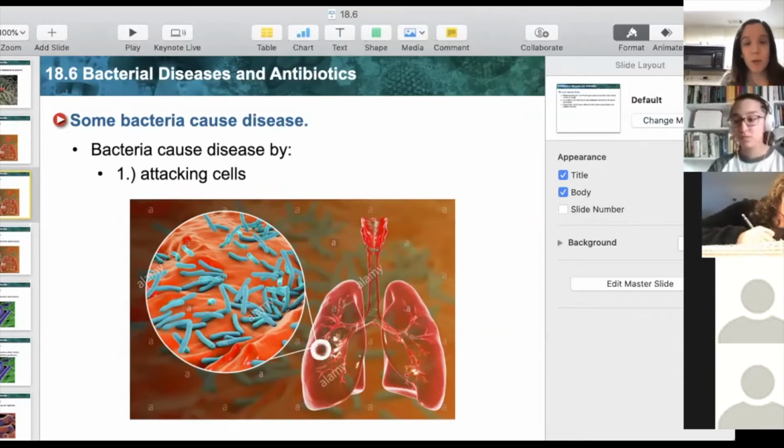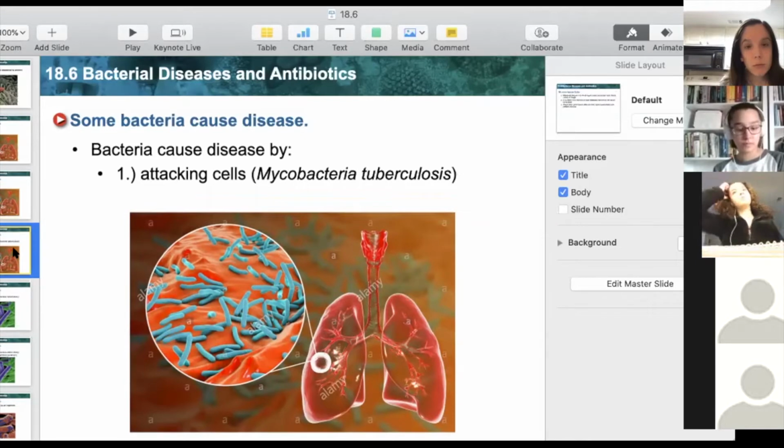So one sign of tuberculosis is when you cough up blood. Because the bacteria have eaten away the lung lining, it causes the lungs to bleed. And so that's one sign of tuberculosis, bleeding from coughing. The bacteria that causes tuberculosis is called Mycobacterium tuberculosis.